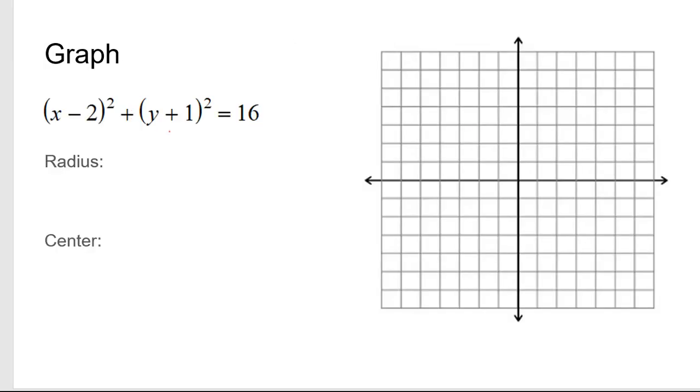Alright, so we're going to actually attempt to graph this. So the radius is going to be 4 because it's 16 squared. My center is 2, negative 1. So let's first find the center. 2, negative 1, which is right here.